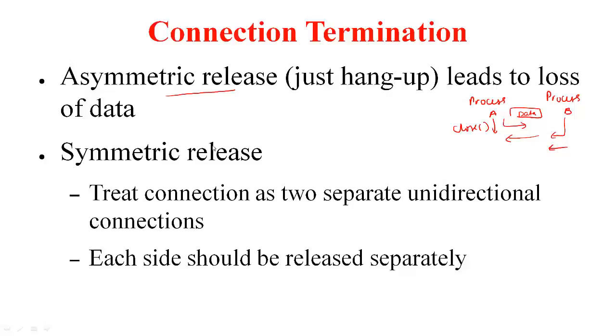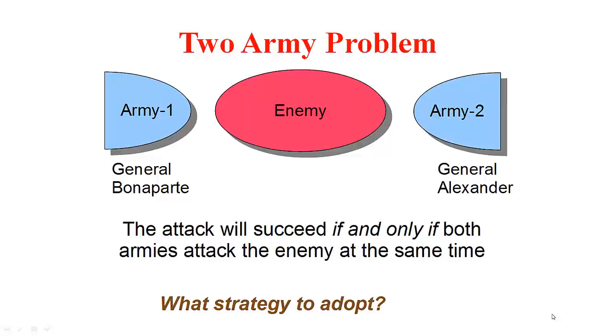So what is desired is this symmetric release where you treat each connection as two separate unidirectional connections and each side has to be released separately. So in other words, in this particular case, when process A says close, you will not be sending any more data, but you will still listen to data that is coming from the B side. And this symmetric release is a tricky business.